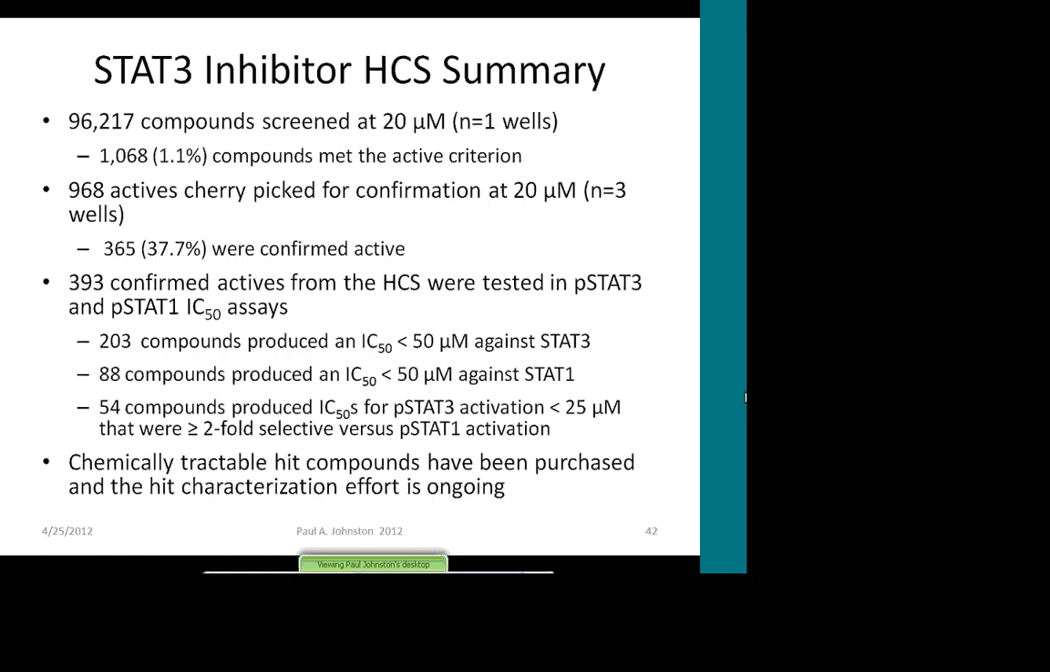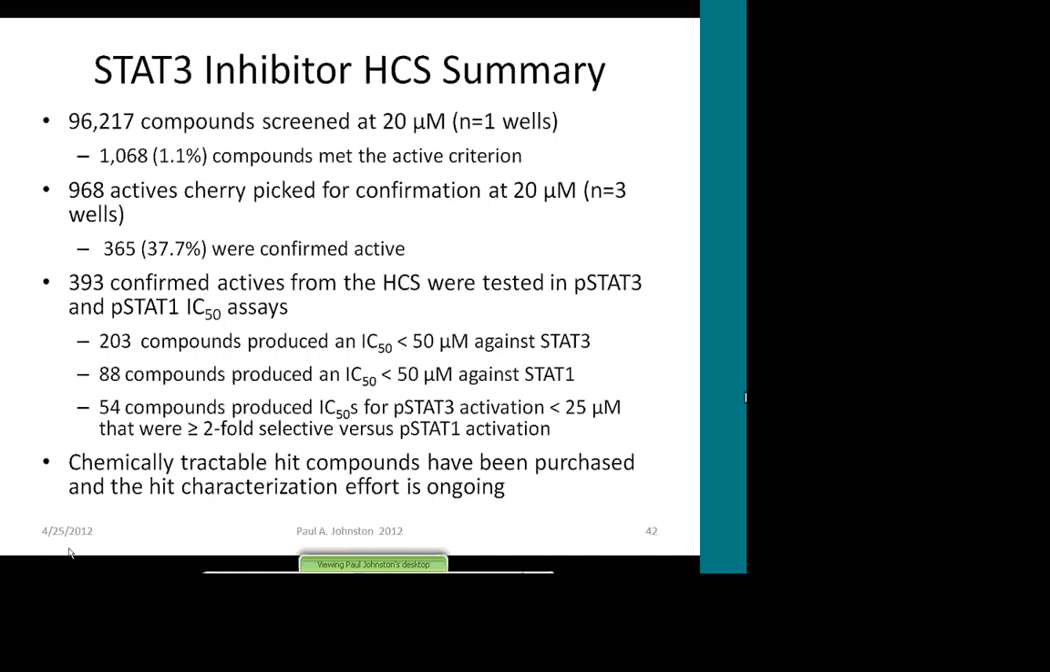This is just a summary. We did concentration response curves against both PSTAT3 and PSTAT1. We had 203 compounds that produced an IC50 less than 50 micromolar against STAT3. 88 compounds also produced an IC50 against STAT1. And we had 54 compounds that produced IC50s for STAT3 activation less than 25 micromolar, and that were greater than or equal to two-fold selective.